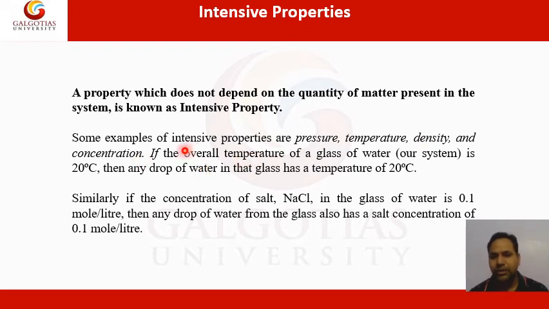Another example is concentration. Suppose you have taken any solution, the solution concentration will always be the same. Suppose we take 1 ml or 10 ml of that solution, the concentration is always the same. So this property is considered an intensive property. Similarly, another example: the concentration of salt NaCl in a glass of water is 0.1 mole per liter. Then any drop of water from the glass also has a salt concentration of 0.1 mole per liter. So this is an example of intensive properties.